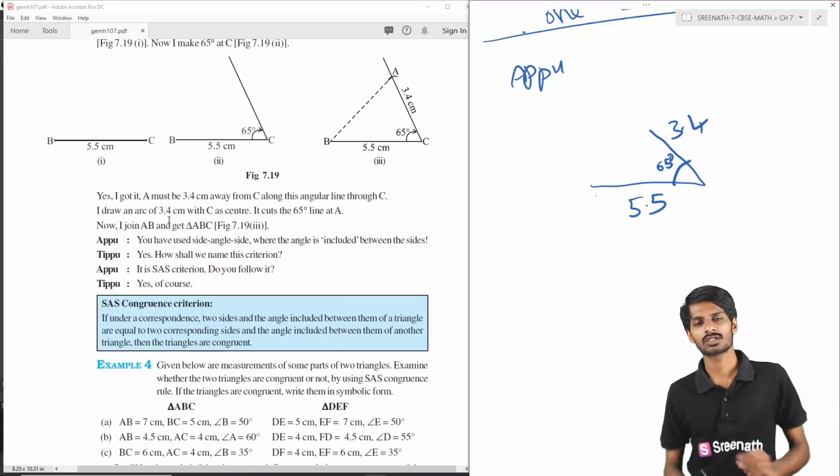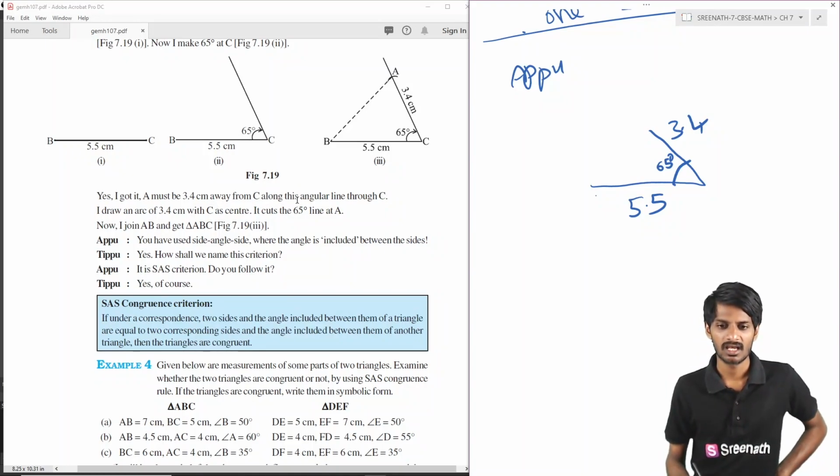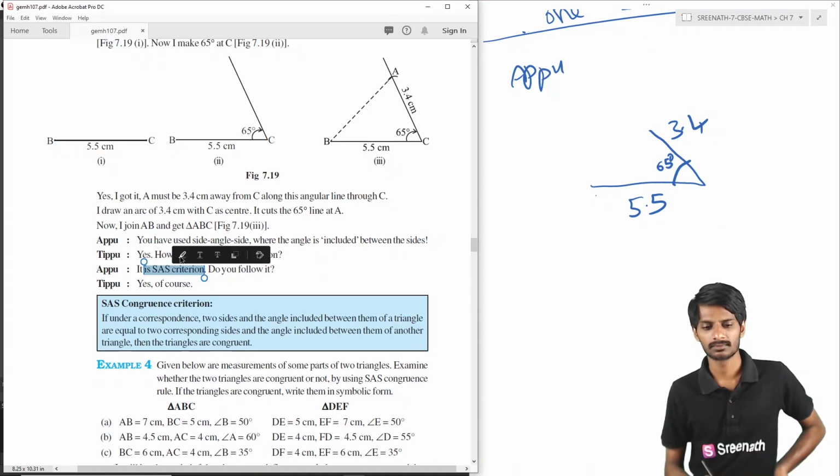So yes, point A must be 3.4 centimeters away from C along this angular line. If I draw an arc of 3.4 centimeters, what he is doing is first drawing a straight line for the angle, and next taking the compass and drawing the arc whose radius is 3.4 centimeters. So this is called the SAS property.